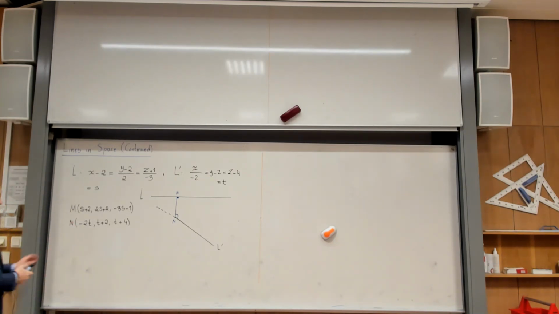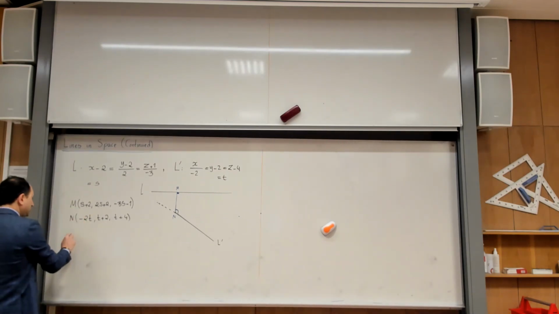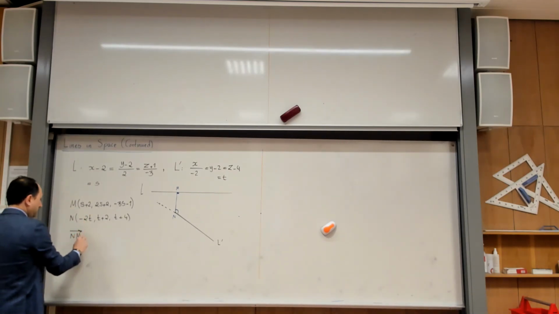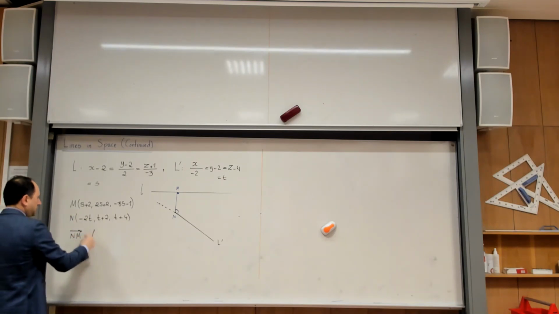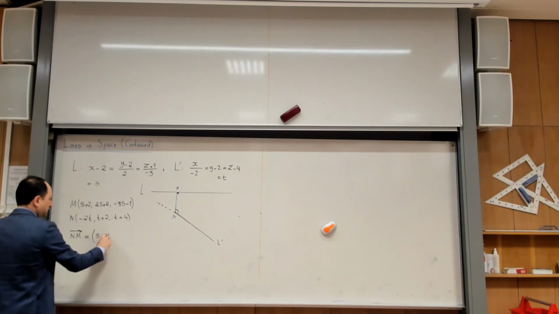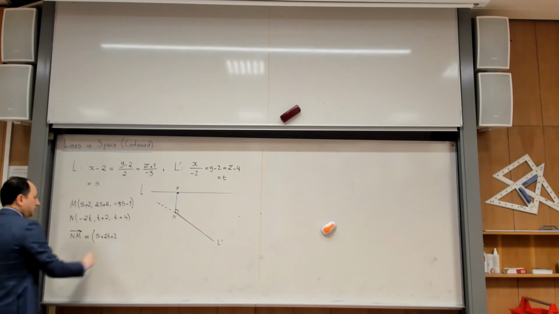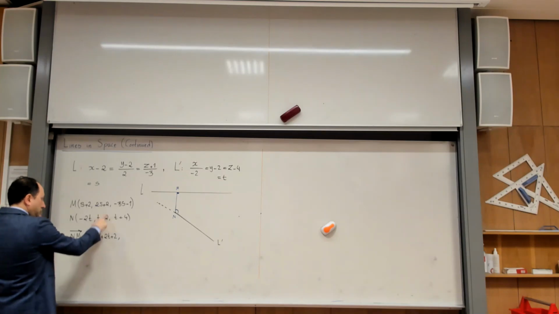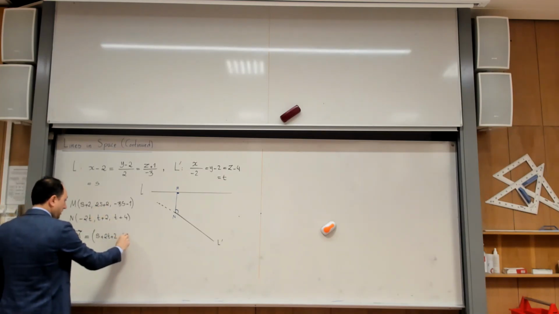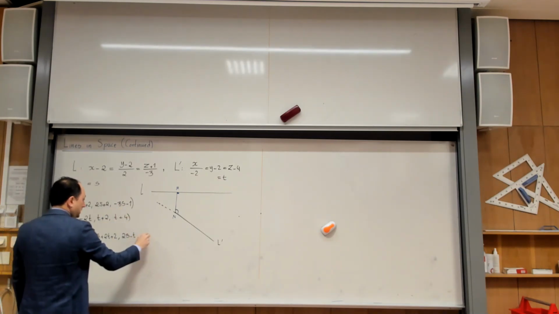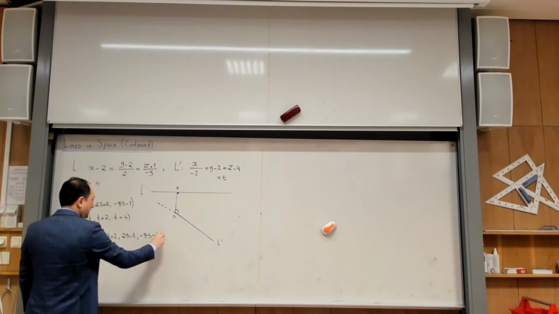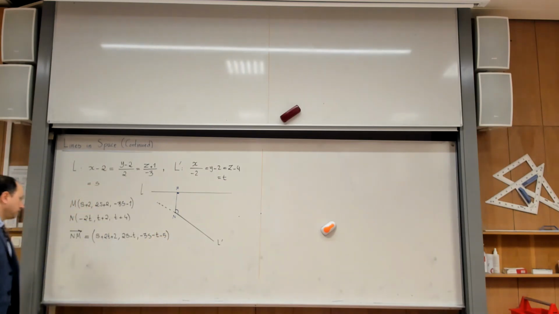Okay? So what I do, for example, let me just take NM. Vector NM is the final point minus the initial point. So this one minus that one. S plus 2 minus 2t becomes s plus 2t plus 2, yes? And then this one minus that one, the 2's cancel, so this becomes 2s minus t. And then the subtraction between them, this one minus that one, is 3s minus t minus 5. So this is the vector NM.